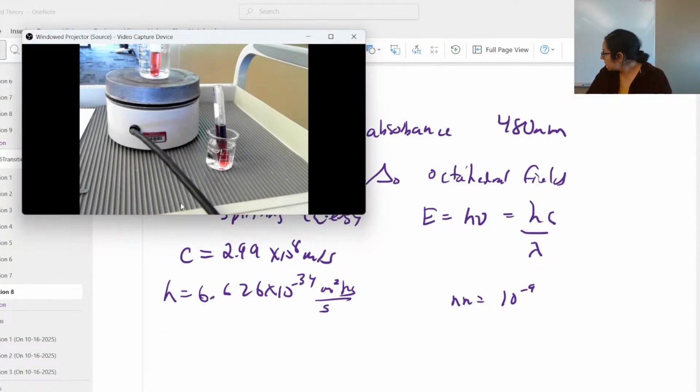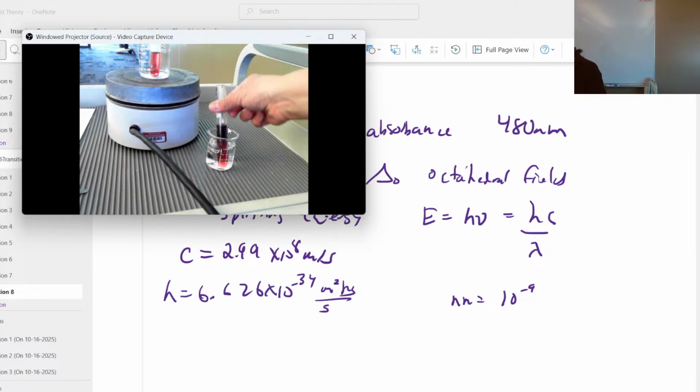And then I forgot to mention that this cobalt reaction is reversible. And so I went ahead and stuck the hot one in the ice, and you can already see it's changing. Hopefully I don't break the glass.